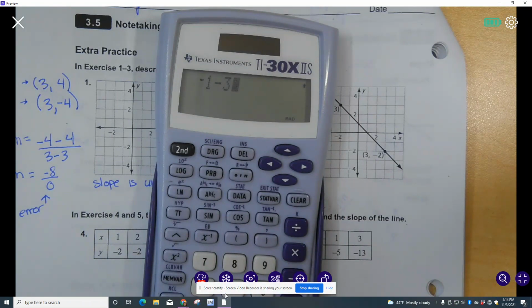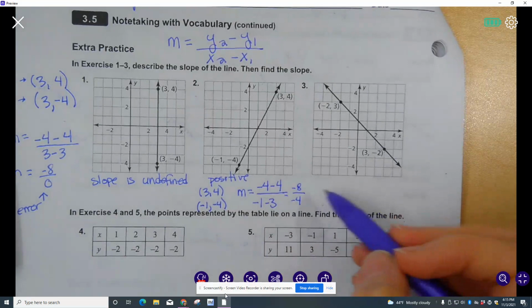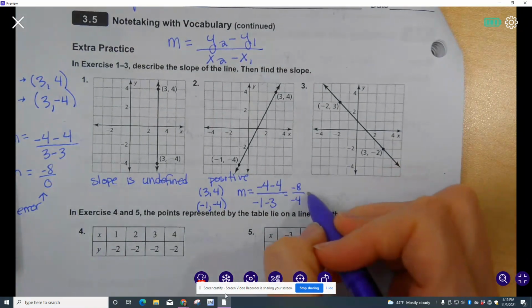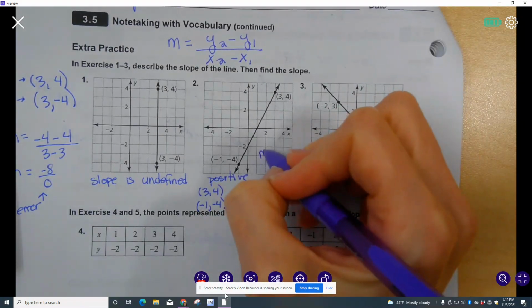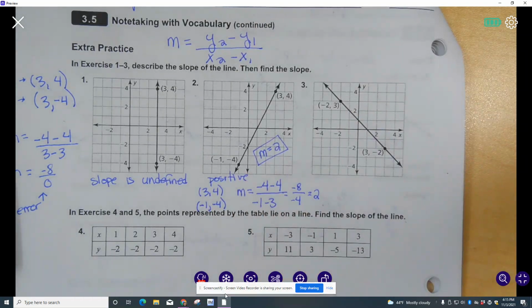-1 minus 3, -4. Negative divided by a negative is a positive. 8 divided by 4 is 2. So the slope of this line, I'm going to write it right up here, is m equals 2. Slope is going to look just like that, a single number.